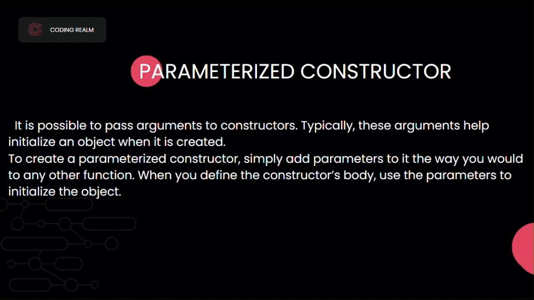Now the parameterized constructor. It is possible to pass arguments to constructors. Typically, these arguments help initialize an object when it is created. To create a parameterized constructor, simply add parameters to it the way you would to any other function. When you define a constructor's body, use the parameters to initialize the object.